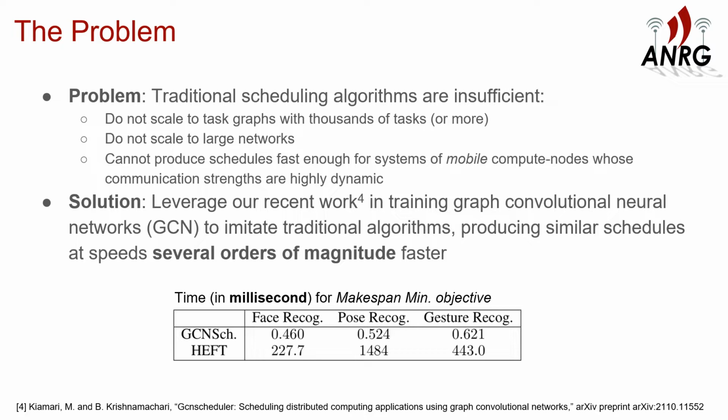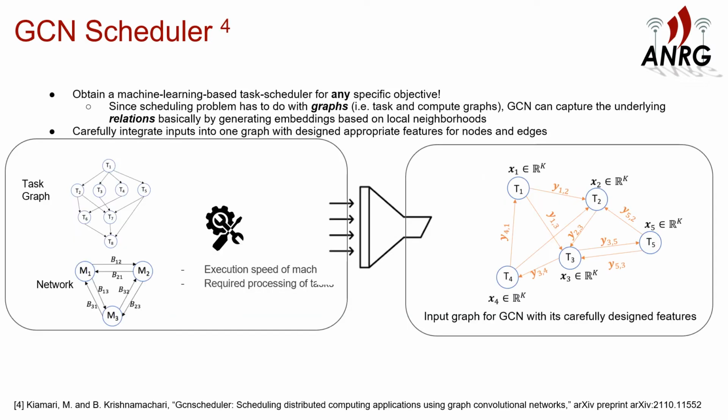So our proposed solution is to leverage our recent work in training graph convolutional neural networks to imitate traditional algorithms, producing similar schedules at speeds several orders of magnitude faster. And this table shows some of those results, comparing the GCN scheduler to a traditional scheduler, HEFT. The GCN scheduler has been proposed to perform the scheduling task more quickly for any objective: makespan, throughput. In our demonstration, we're concerned with makespan, the total execution time of the task graph.